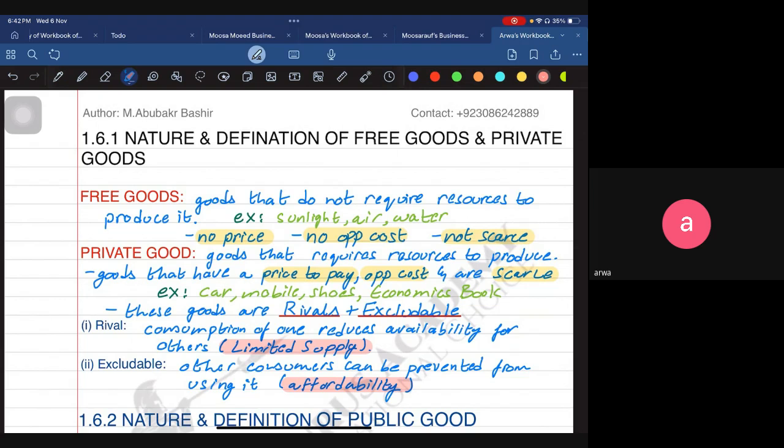The limited supply is making the rival goods available to only those who have bought it first. And excludability is that you're preventing them on the basis of affordability. So only those can buy who can afford to buy, and the others might not be able to, right?